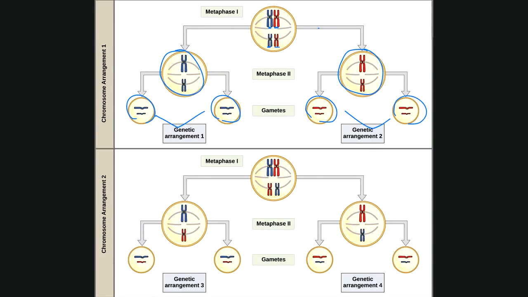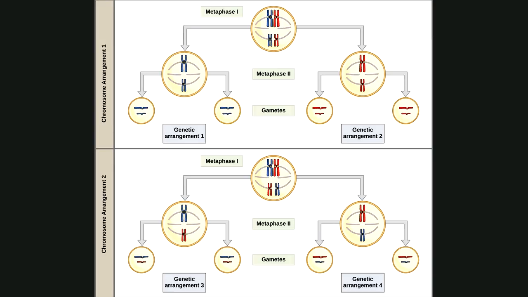However, what really happens with crossing over is this one would have a little piece of the red chromosome. This one might have a little piece of the red chromosome here. This one would have a little piece of the blue, right? Because we know they're going to exchange genetic information before those pairs are separated. So in reality, with crossing over, none of these are the same. But if we just take crossing over out of the equation, we can actually have different arrangements just because of the chromosomes.